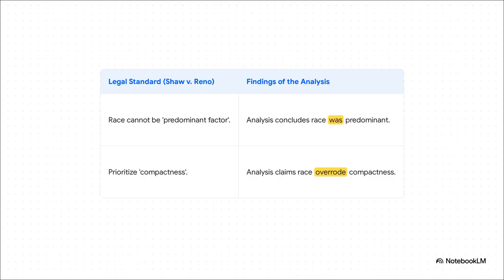And all of this exists within a legal framework. I mean, the Supreme Court, in huge cases like Shaw v. Reno, has ruled that race can't be the number one predominant factor when you're drawing these lines. But this forensic analysis comes to the conclusion that in this case, race was the predominant factor, and that other principles, like trying to keep districts geographically compact, took a back seat to engineering the racial makeup.